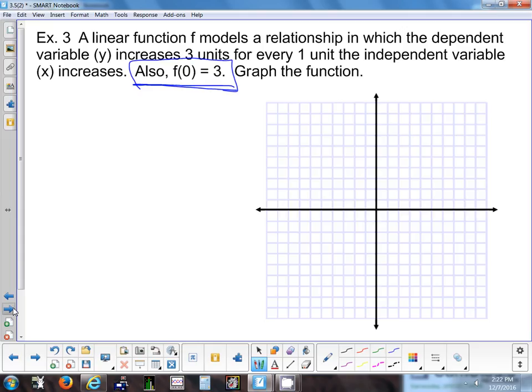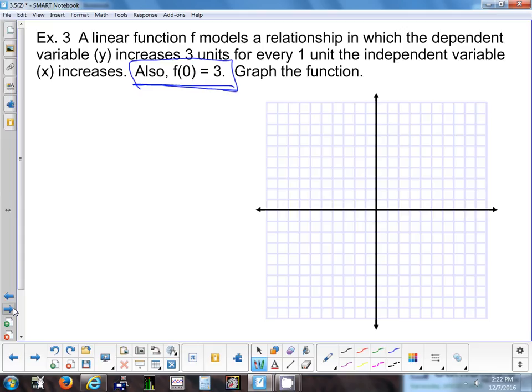And when you do something like this on a test, guys, we'll remind you in the question that the dependent variable is what? How about the independent variable? X. Okay, so in other words, what it's saying is the y value goes up by 3 every time the x value goes up by 1.